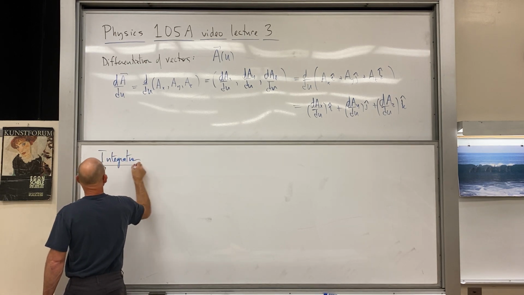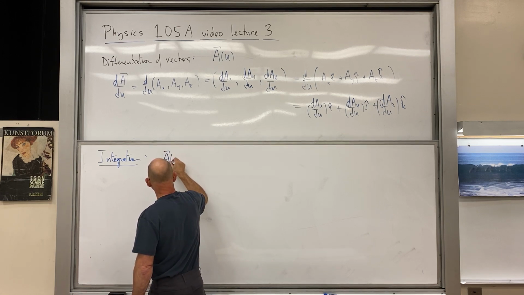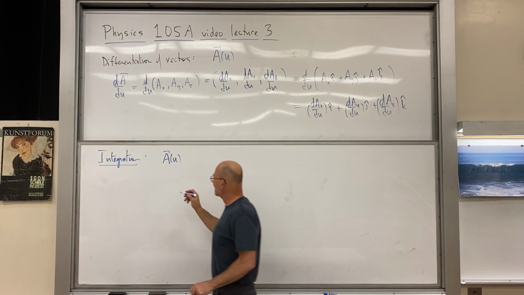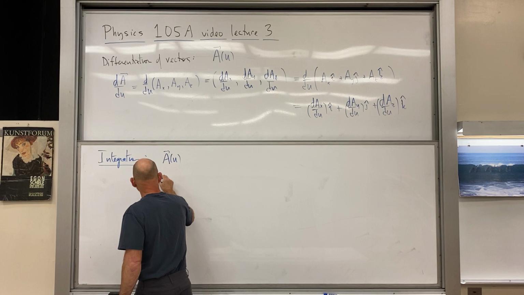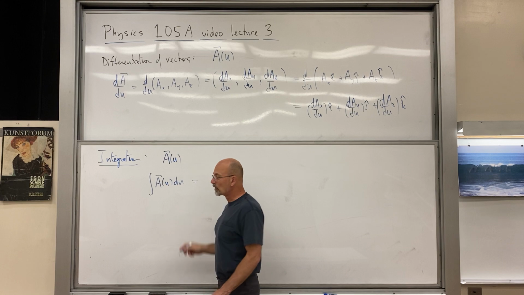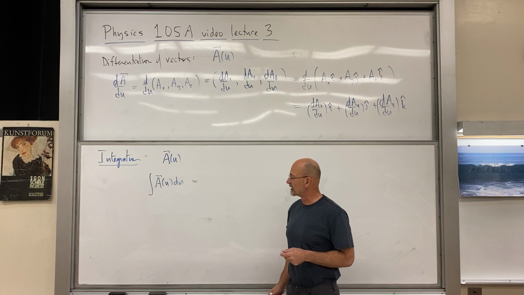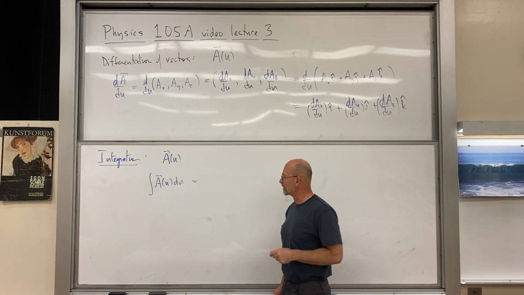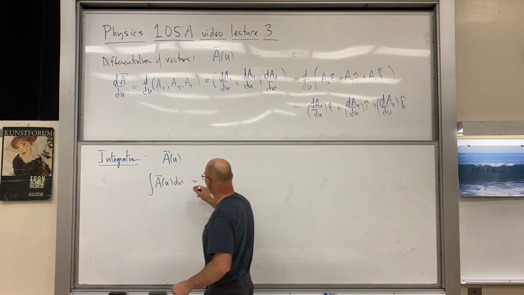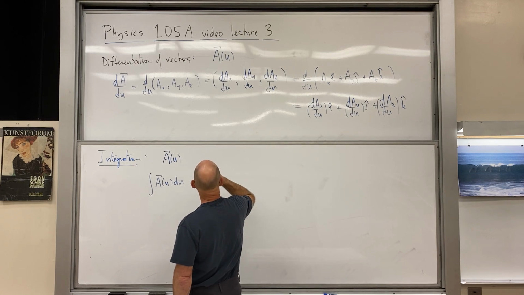And I'll then mention integration. So again, we have A of u, a vector as a function of some parameter, and then the integral of A of u du is those 3 integrals. And we had a homework problem like this, of course, with the constant acceleration problem. So that's what I assumed you guys would probably figure out. But A of u du would be any one of these ways of doing that.